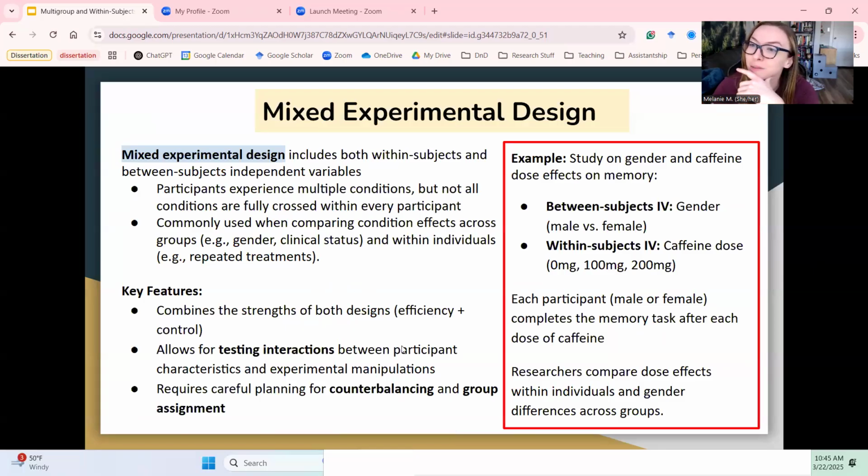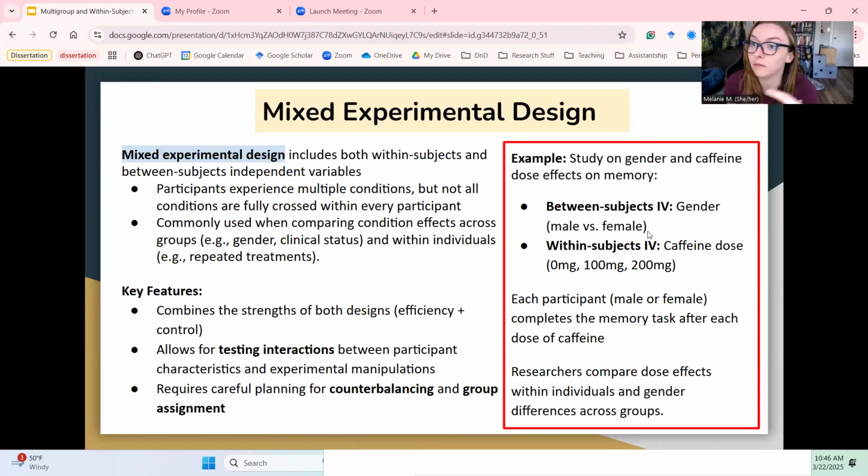And then we have something called a mixed experimental design. It is exactly what it sounds like. It's when we're using both within subject and between subjects for testing our independent variables. This is when participants experience multiple conditions, but not all of them are experienced by all participants. So let's say this example is a study on gender and caffeine dose effects on memory. The between subject part of it is we're comparing groups of people against each other rather than against themselves.